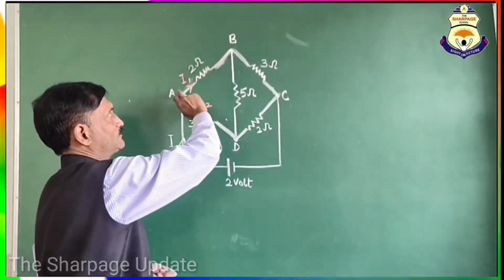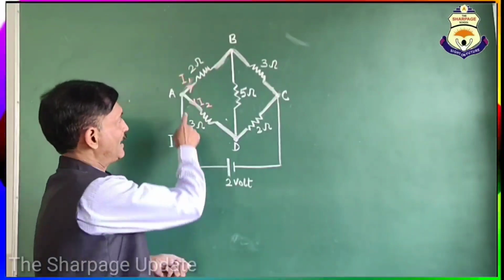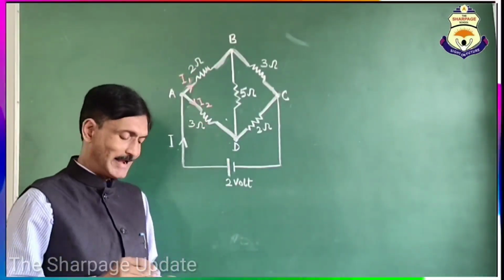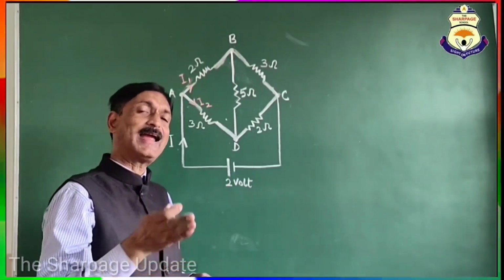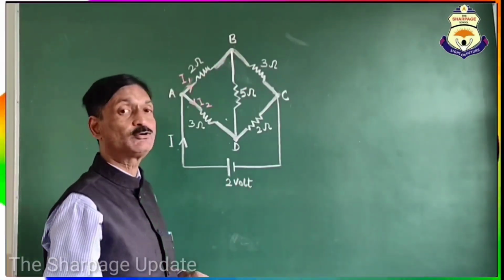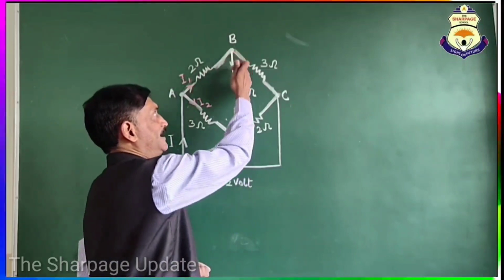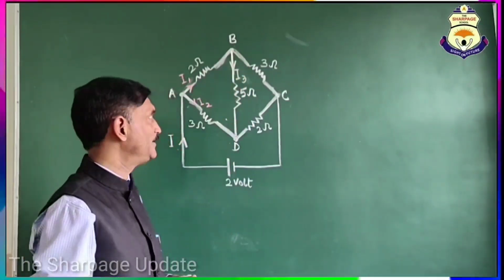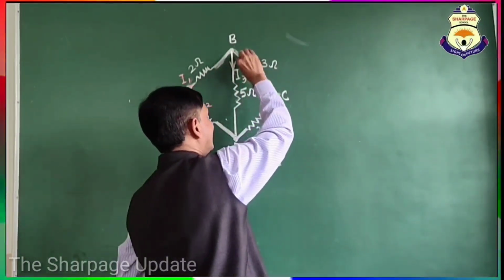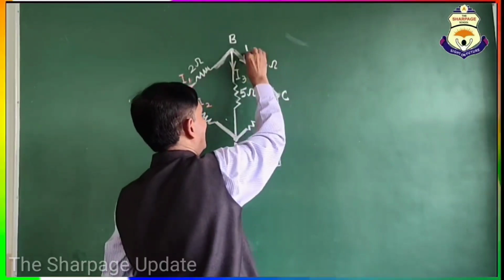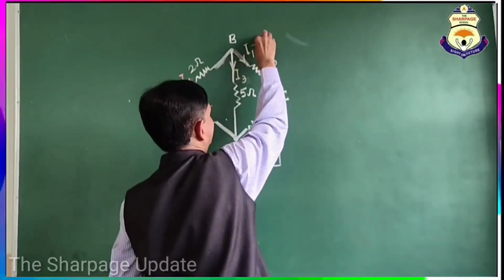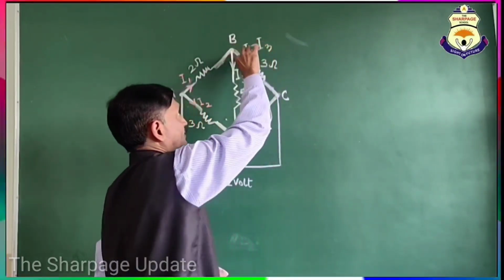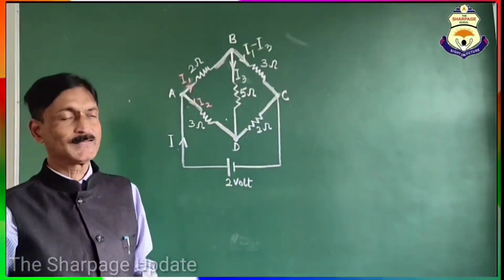So I1 current is flowing through AB and I2 current is flowing through AD. And at point B, the current is again divided into 2 parts. Like I3 current is flowing through BD. And now the remaining current, I1 minus I3, is flowing through DC.